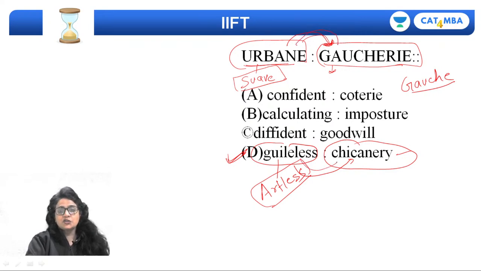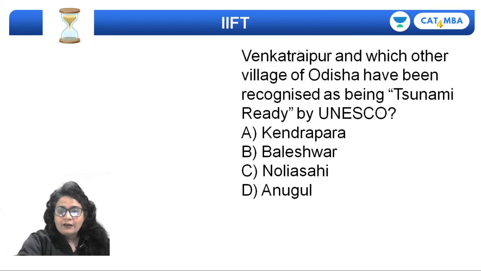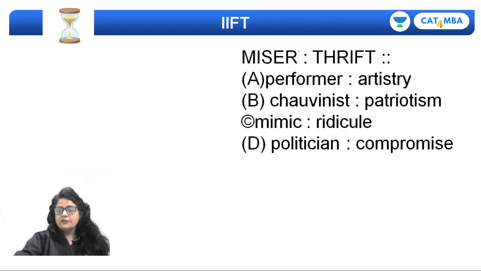Urbane is free from gaucherie. He knows what to say. He knows how to present himself. Always apt, urbane. Suave, sophisticated, well-mannered, well-polished. Okay? Fine. So this is going to be the last question for today. Quickly, attempt this question and tell me the answer.